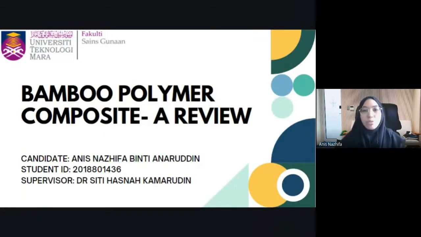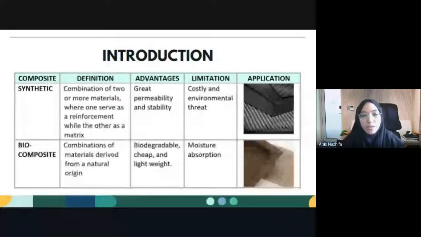Assalamualaikum and a very good morning to fellow panels and students. My name is Anis Nazifa binti Anaruddin and I'll present my final year project. A composite is typically characterized as the combination of two or more unique materials where one serves as a reinforcement while the other as a polymer matrix material. Synthetic polymers have great qualities such as stability and permeability. However, its usage poses threats to the environment.